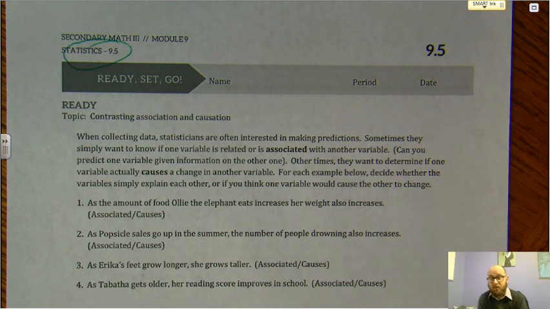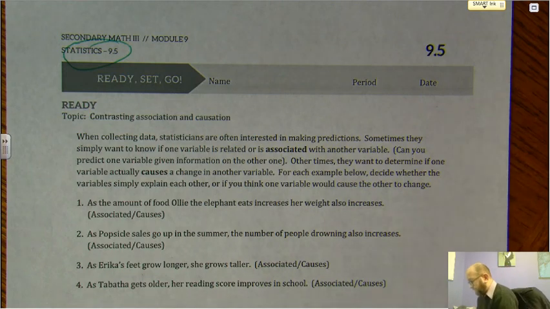So for example, for each example below, decide whether the variables simply explain each other or if you think one variable would cause the other to change, okay? So some things just happen side by side, and so if one's happening, you can predict that the other is happening, but some actually cause change in the others, and so we're gonna try to figure out what those are.